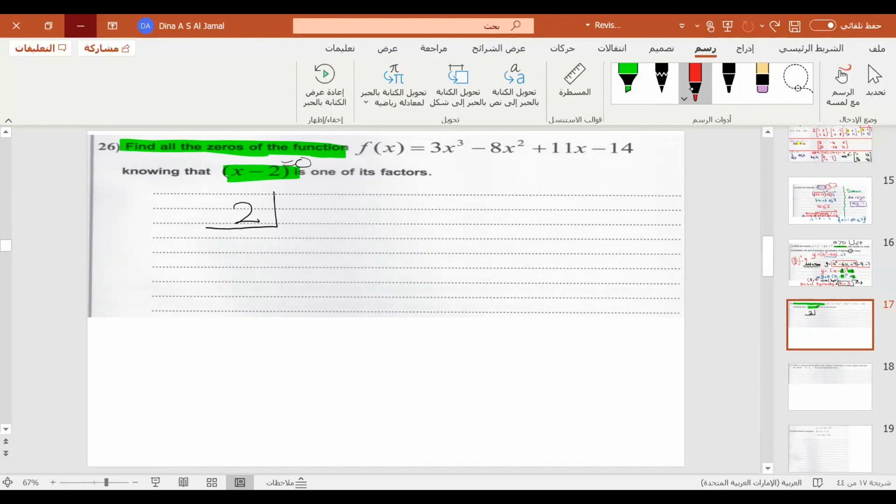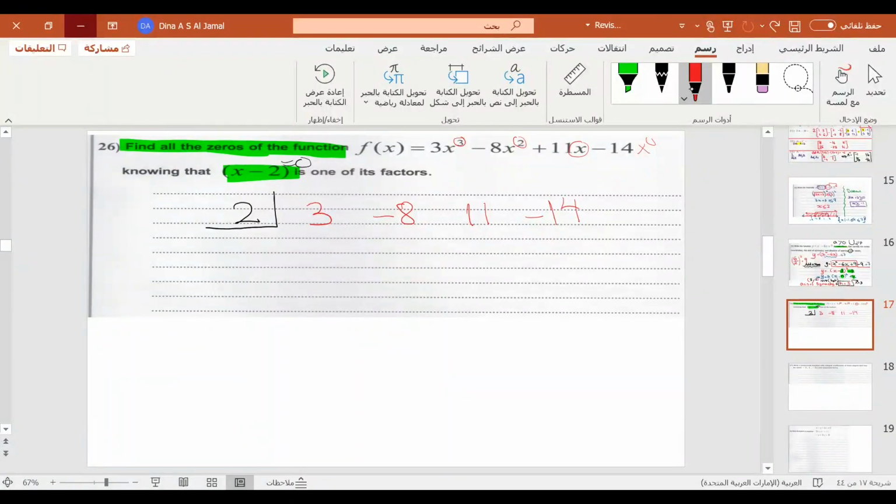Then start looking at your index form. X to the power 3, that means it is here. X to the power 2, it is there. Minus 8. X to the power 1. X to the power 0. That means all of them are here and no need for me to put any 0. Okay?